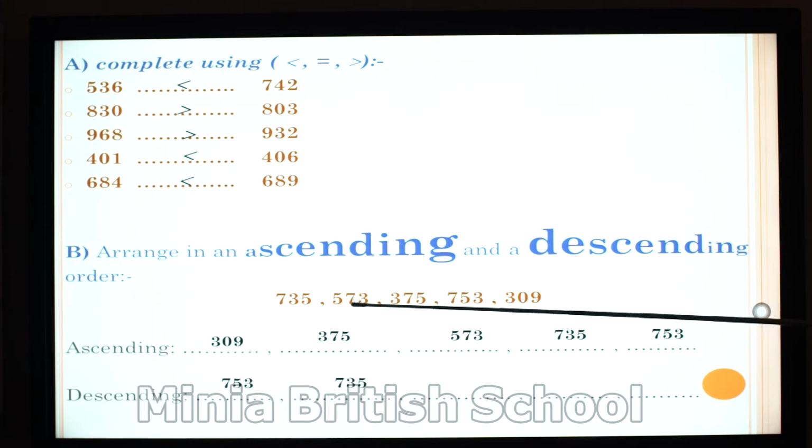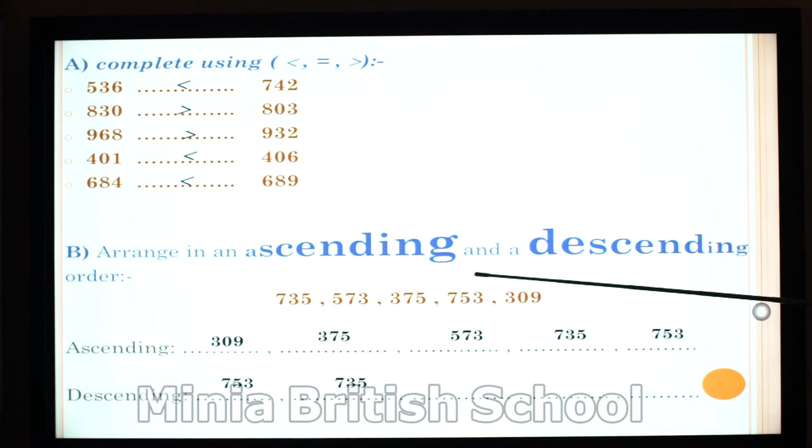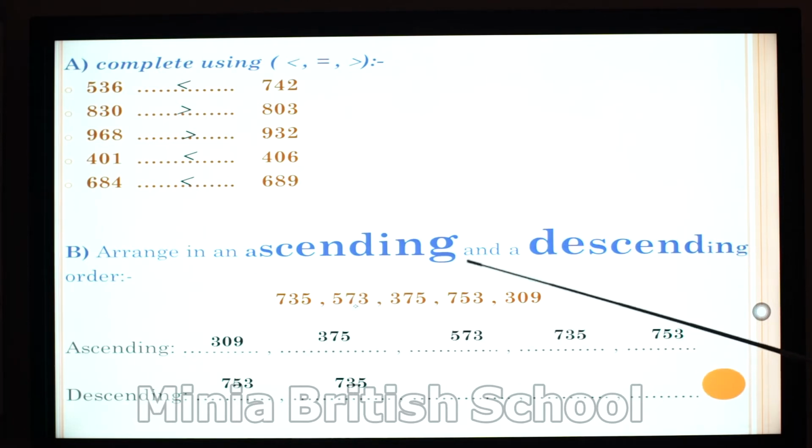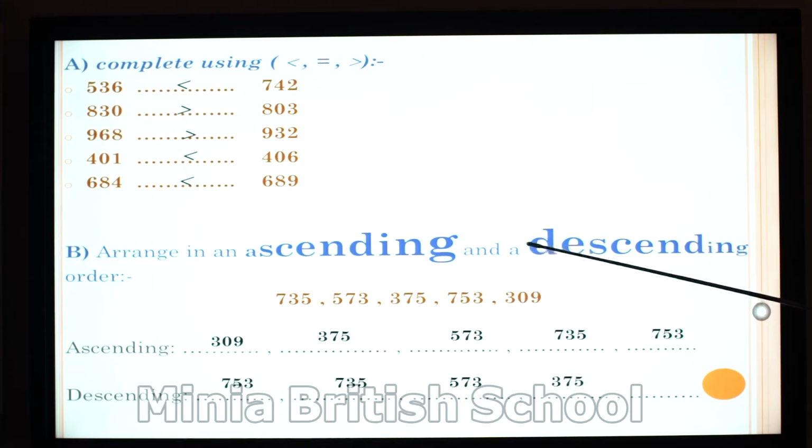Next, here 5 in hundreds, 3 in hundreds, and 3 in hundreds. So I will write 573 first. Then I have the last two numbers, 375, 309. The same digit in hundreds, 3 and 3. Look at the tens place. Here 7 and here 0. The greatest digit here is 7. So I will write 375 first. And the last one 309.